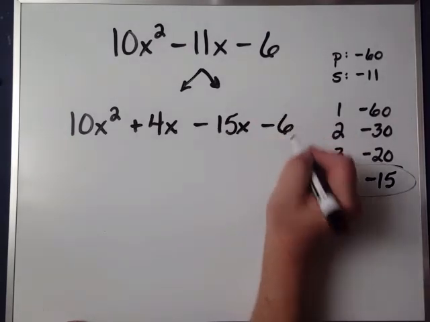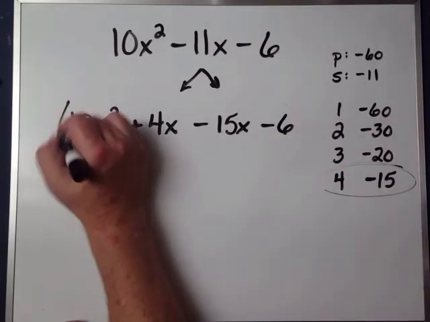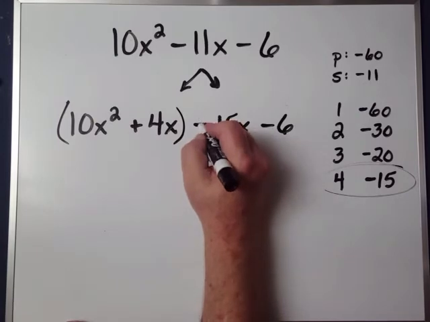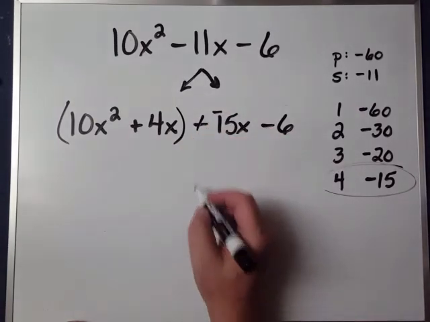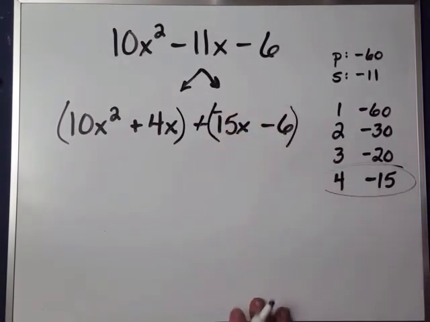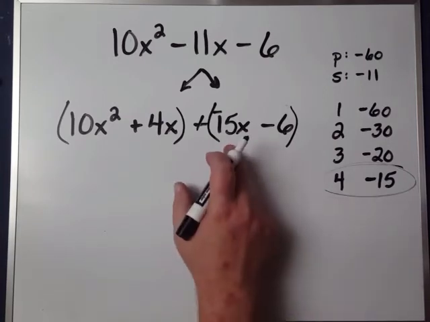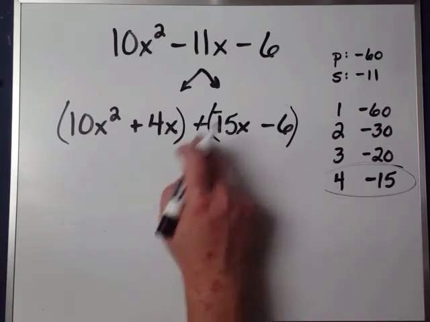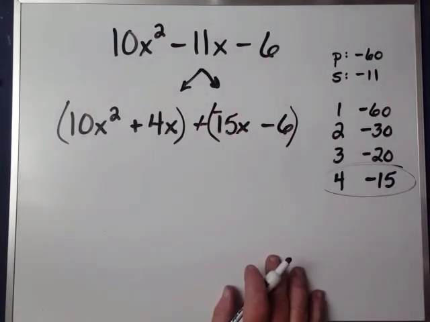Minus 6 at the end. Now factor by grouping. Group the first pair. And here I've got to keep that negative with the 15. That's the only reason I put my 4 in that third position, was just to get out of doing that. It's no big deal.